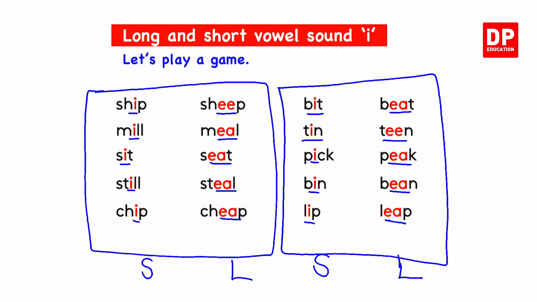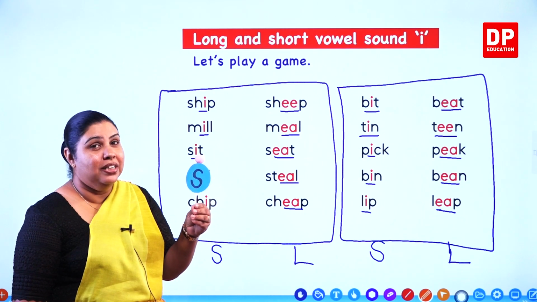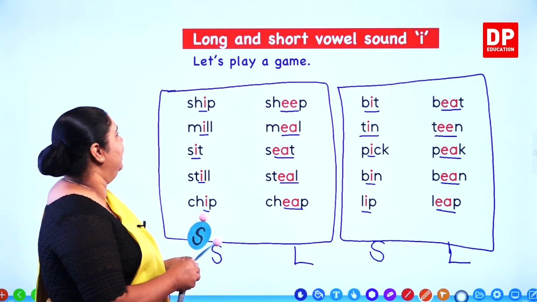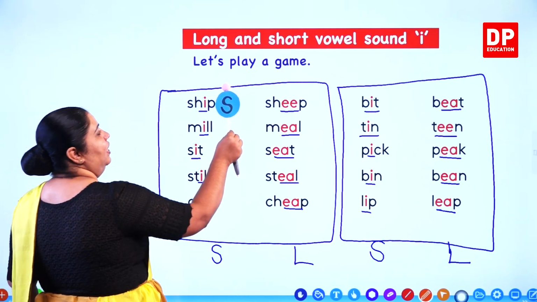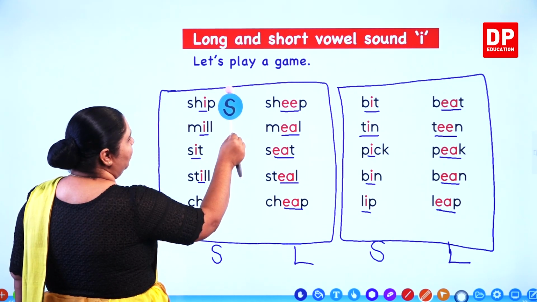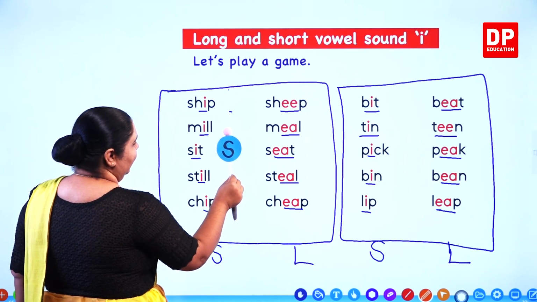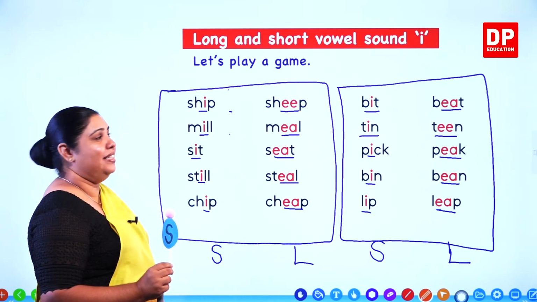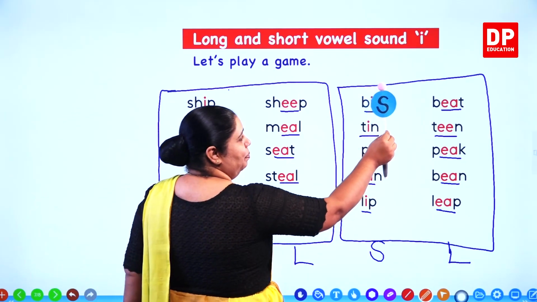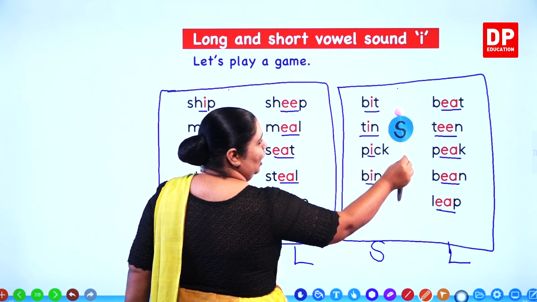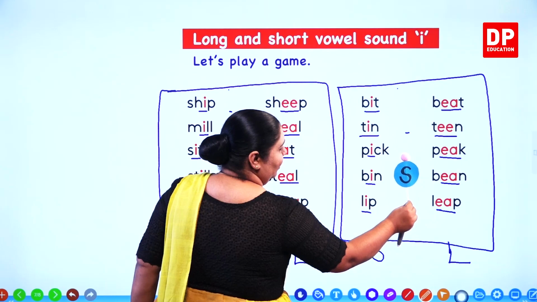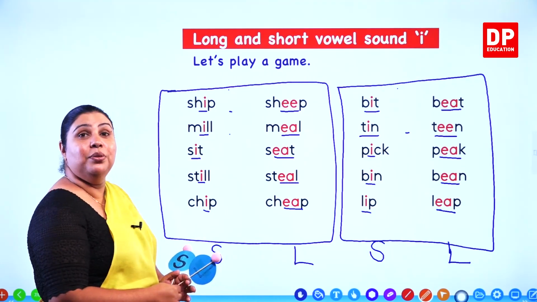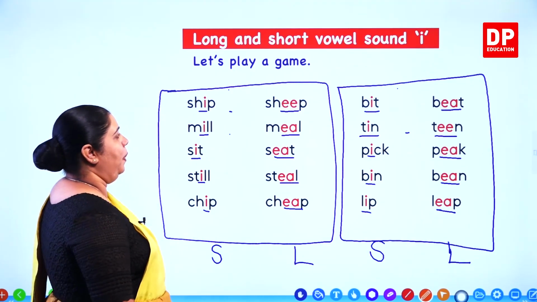Right. So now I'm going to read you all my short E letter words. The short E letter words, that is ship, meal, sit, steal, chip. They are the short E letter words. Then here we have bit, tin, pick, bin, lip. They are the short E words. Let's have a look at our long E words now.